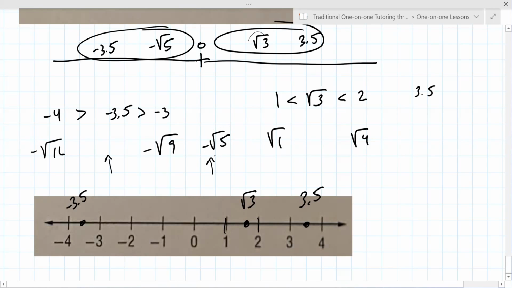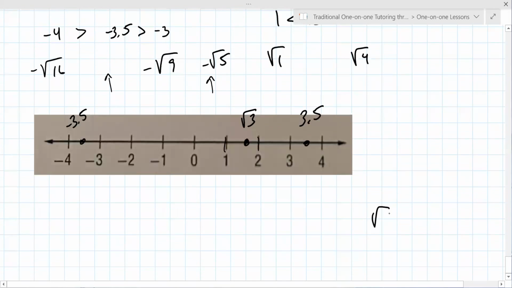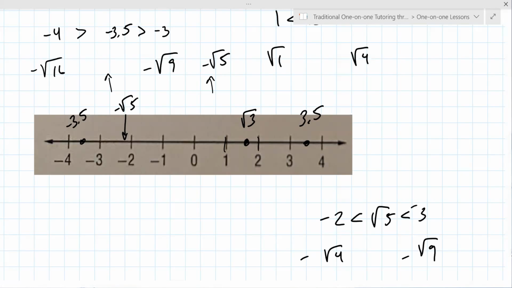We didn't exactly talk about minus square root of 5, but we know square root of 5 is between 2 and 3. It's between the square root of 4 and the square root of 9. But it's closer to 2 than it is to 3 because 5 is closer to 4. So when the negatives are involved, it's closer to negative 2. So it's right there, we'll say. That's minus square root of 5. All right, got them down.